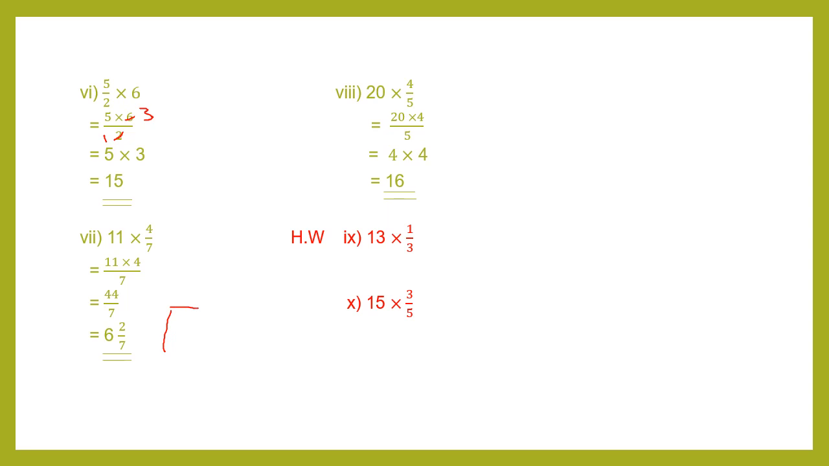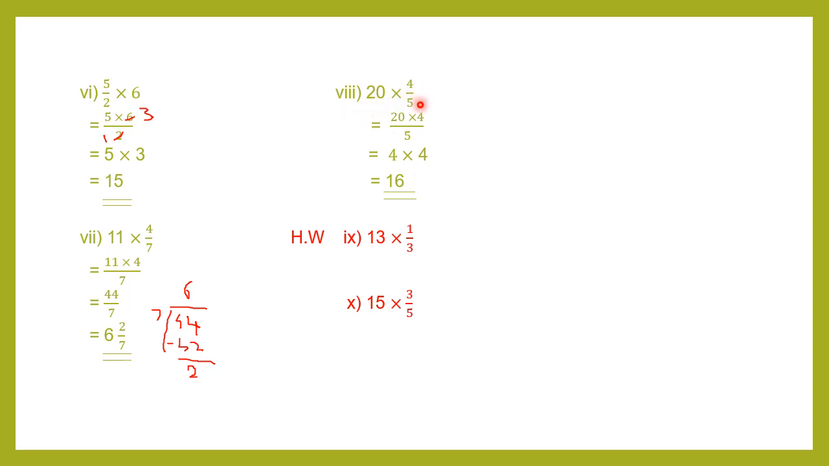So divide 44 by 7. You all know 7 sixes are 42. 44 minus 42, that is 2. Yes. Now question number 8.